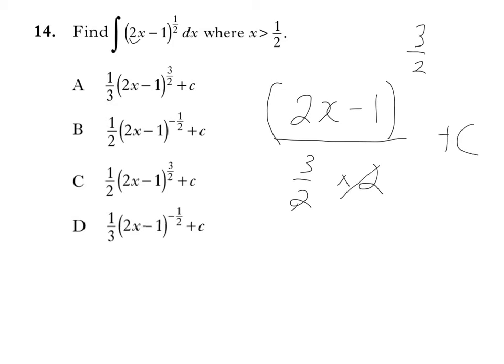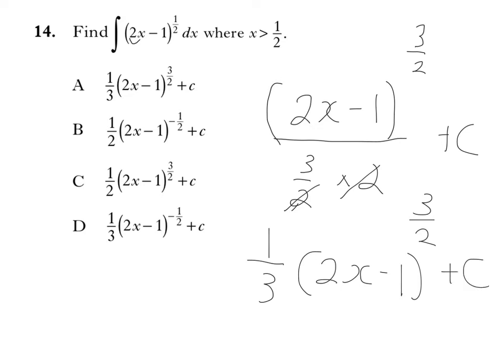These two can cancel out, which will leave me with 1/3 bracket 2x minus 1 all to the power 3 over 2 plus the constant of integration. The correct answer is option A.